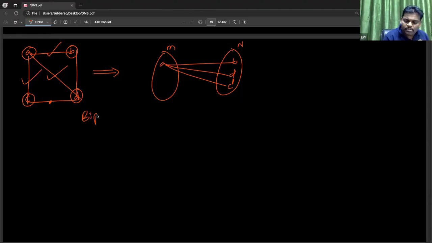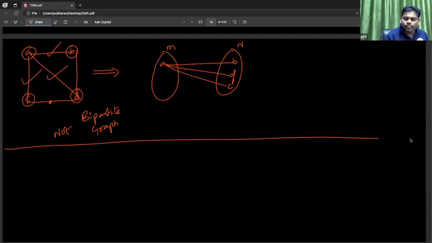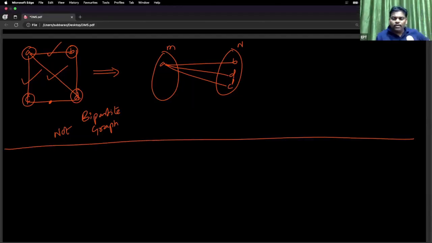If anyone says, no sir, I will write some other way, write whatever way you want. Please check. If you can write without violating the rules, fine, but we are violating the rules. Within the group, how can you keep an edge? So it is not bipartite. Those who said you will write some other way, now you write.